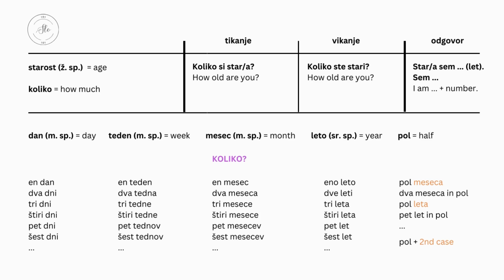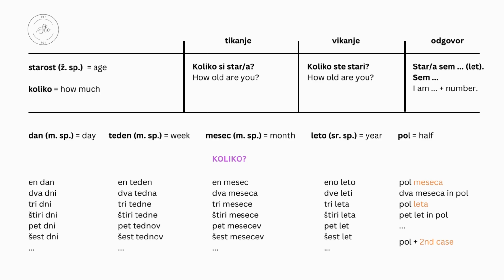Let's look at the words for day, week, month, and year, and how to use them in combination with numbers when we ask a question about age. So, when we ask a question, koliko? First up, we have dan. En dan. Dva dni. Tri dni. Štiri dni. Pet dni. Šest dni. And so on.